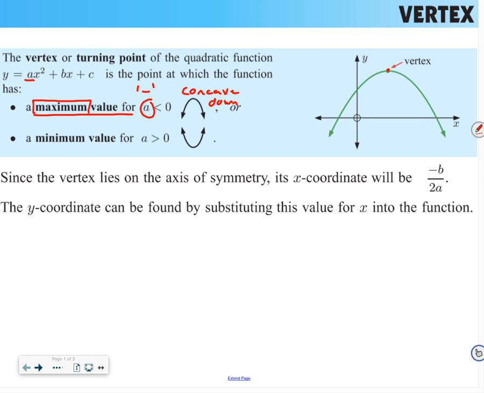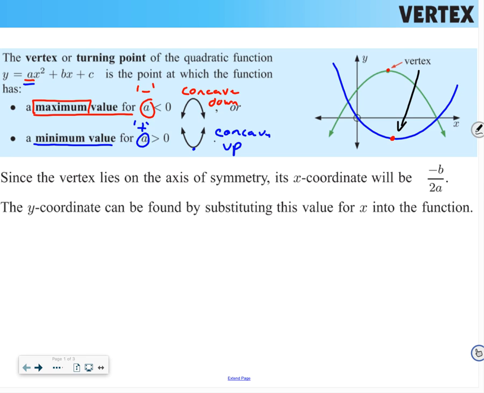The other scenario is when our a value is a positive number, so it's concave up. Because of that, we end up getting a minimum value. So we'd have a graph like this, and down here would be our vertex, the minimum value of that quadratic.